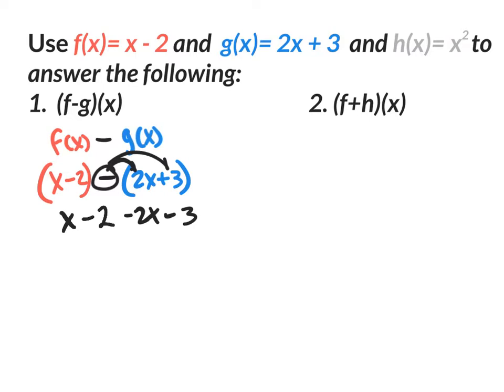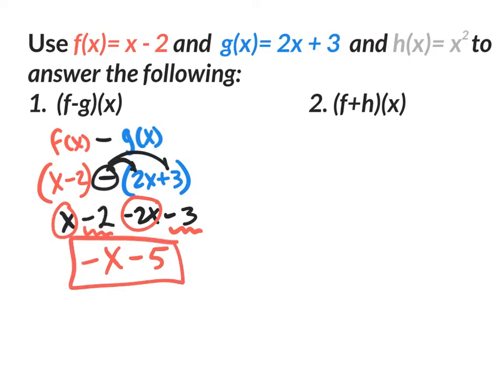But we do have combining like terms, which is the x combined with a negative 2x. That'll give us a negative 1x, or you could just call it negative x. And the minus 2 combined with a minus 3 gives us a minus 5. There's your answer for f minus g of x.